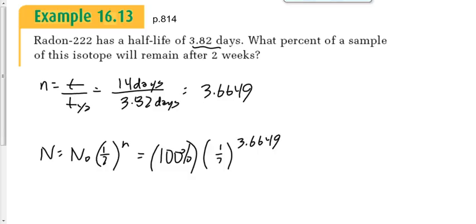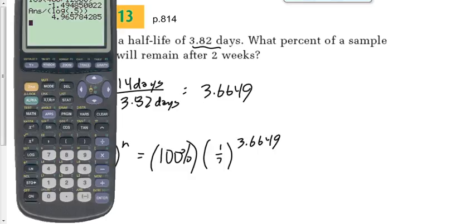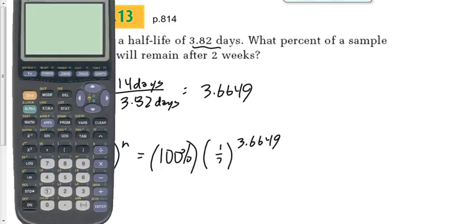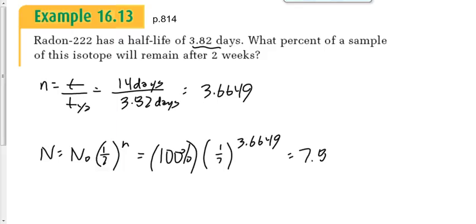Let's pull out the calculator and do this one as a group now. Let's say 100 times 0.5, and let's just use this little button right here, the hat button, 3.6649. We do the math there, we get 7.88%. We started with 100%. After 2 weeks, we end up with 7.88% of what we started with.